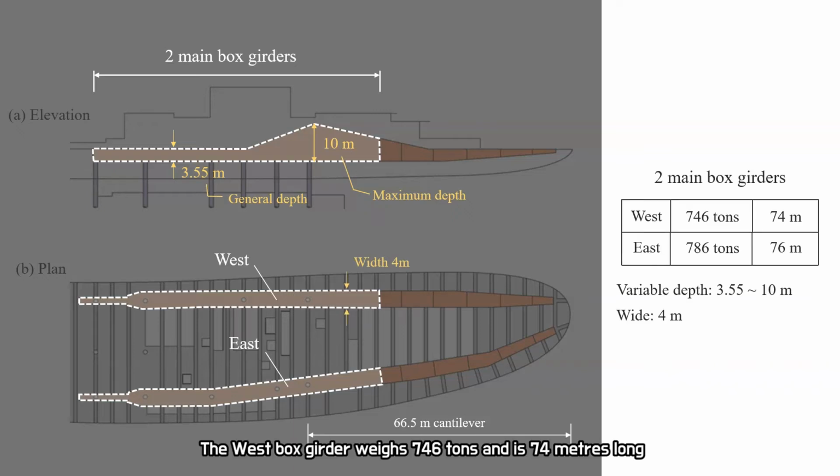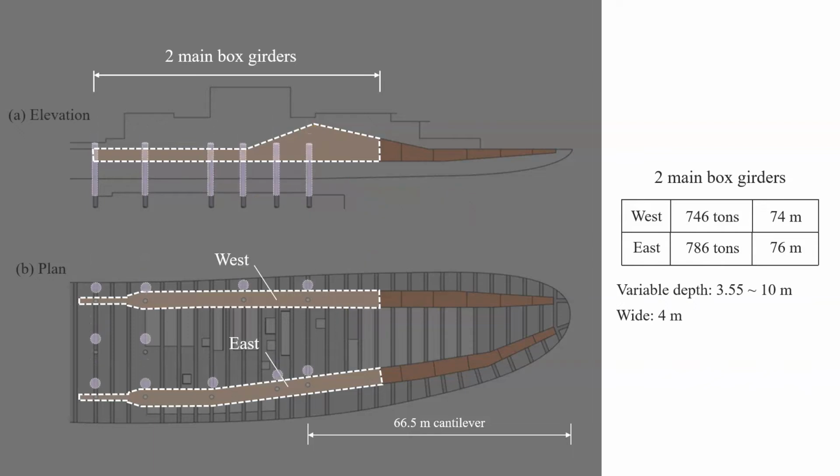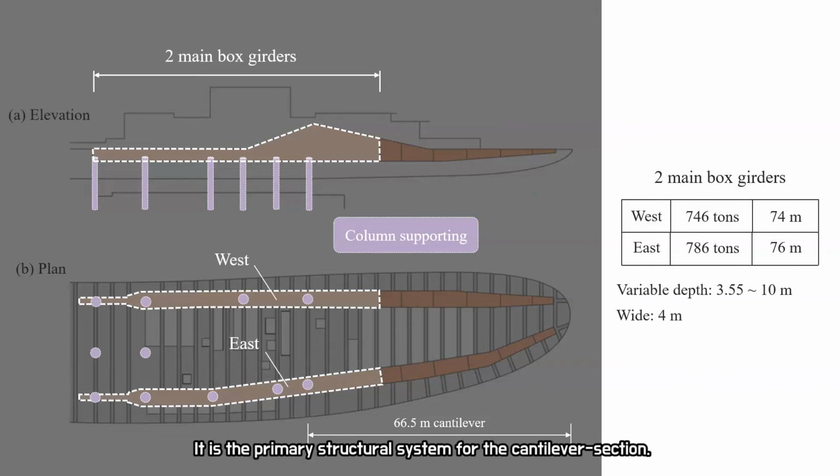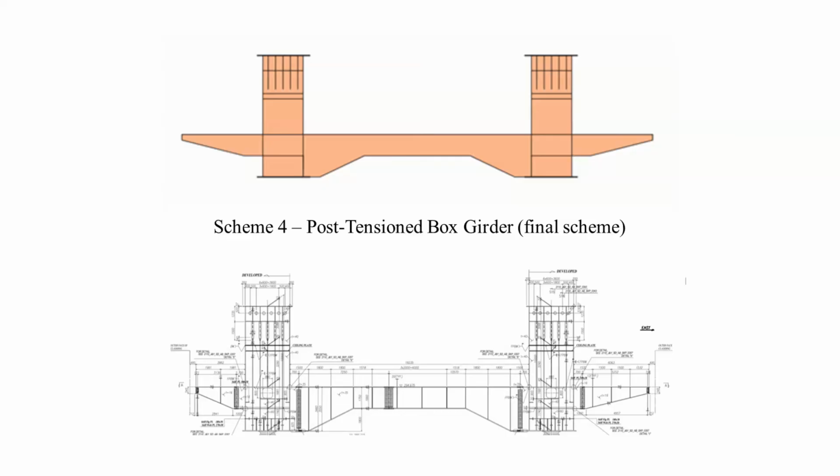The west box girder weighs 746 tons and is 74 meters long. The east one is 786 tons and 76 meters long. Then columns are embedded atop the hotel tower to support the main box girders. It is the primary structural system for the cantilever section. This is a drawing of the box girder.